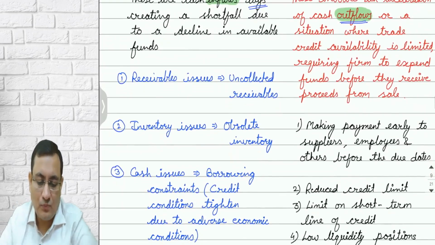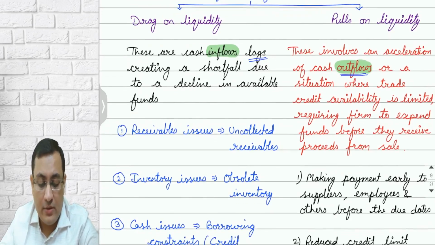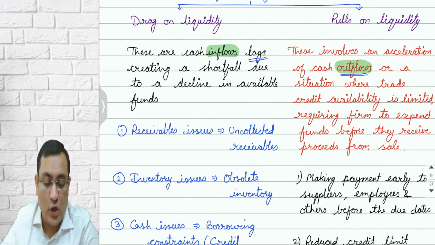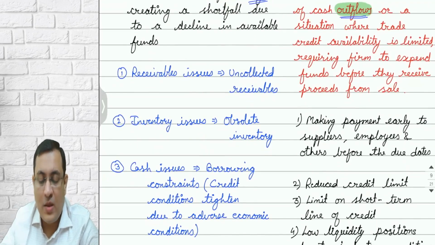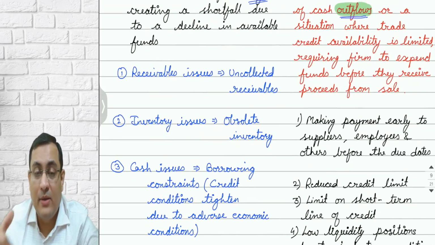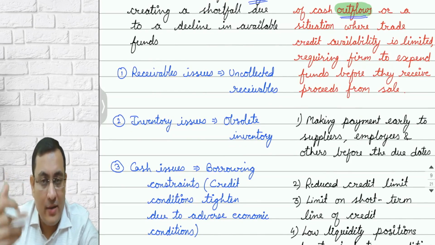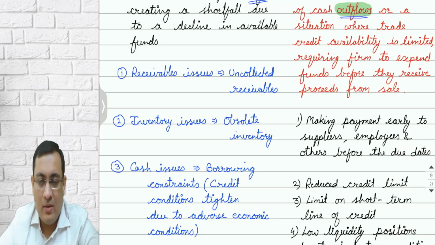Number one, these are cash inflows. First, drags on liquidity. These are cash inflow lags, creating a shortfall due to decline in available funds. First, receivable issue. When you are not able to collect receivables or payment is coming with a delay, these are called your drags. Second, inventory issue. Obsolete inventory you are not able to turn around quickly is again a drag on liquidity, because inventory is becoming obsolete. Technological obsolescence or commercial obsolescence is coming.